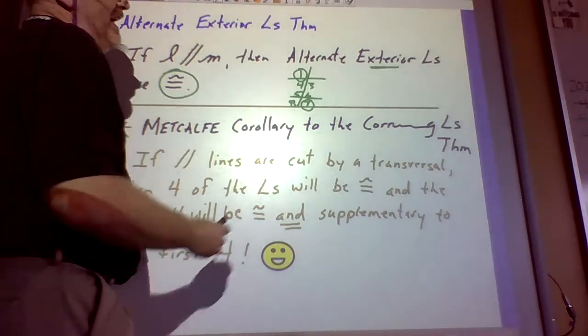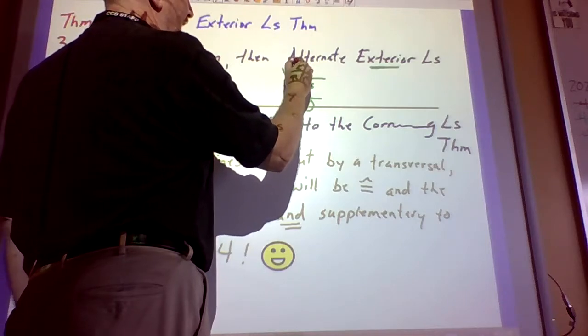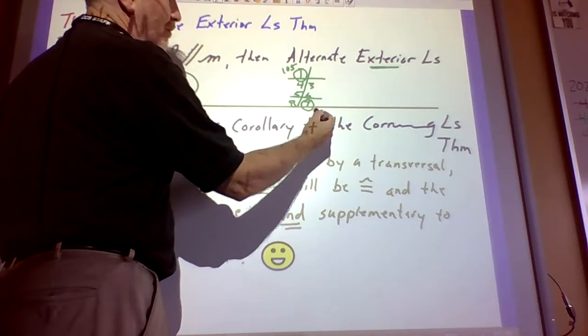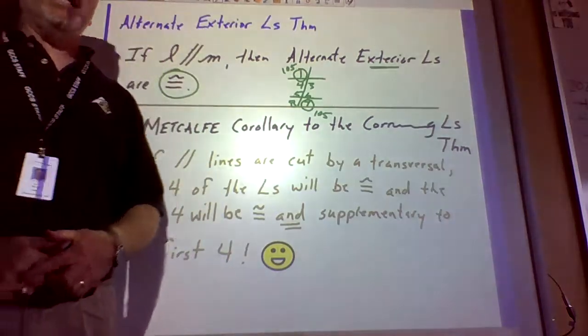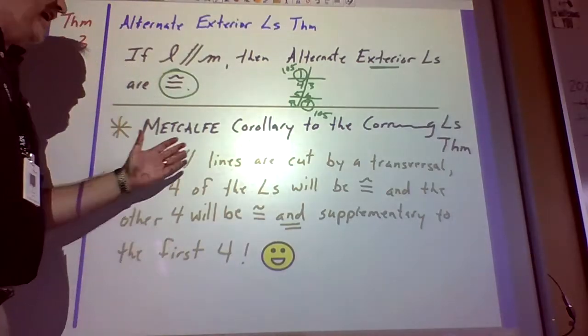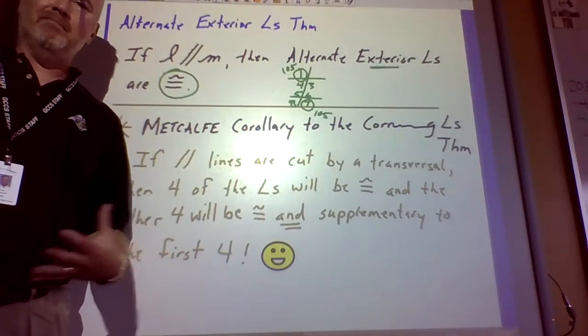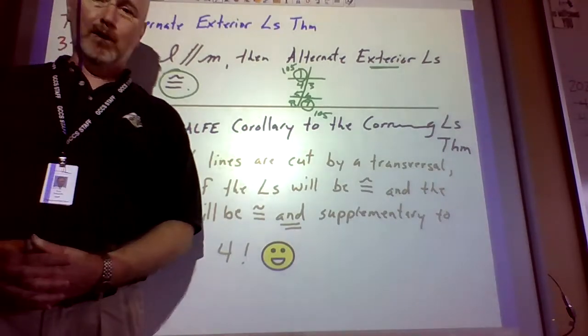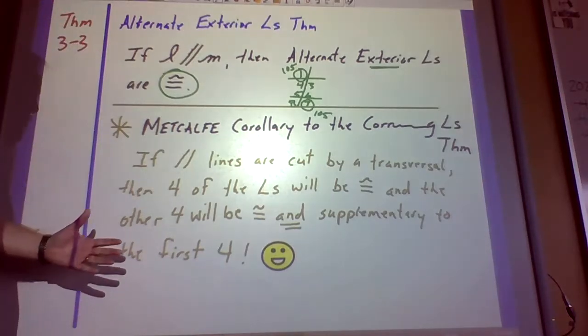So if angle 1 happened to be 105 degrees, then so would angle 7 have to be 105. They always have an equal relationship. And now we got a Metcalfe corollary. Now that means a Metcalfe corollary means it's not in the book. If you were to look it up, but it's still true.